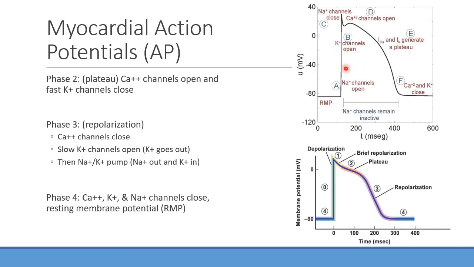So notice here, as these channels close and you start to have calcium open up, you're going to notice there's a plateau phase that occurs here. Here's another example of looking at the plateau. Basically, even though you have some negative flow of ions out of the cell, by having the calcium open, you're going to have still a good positive flow in.